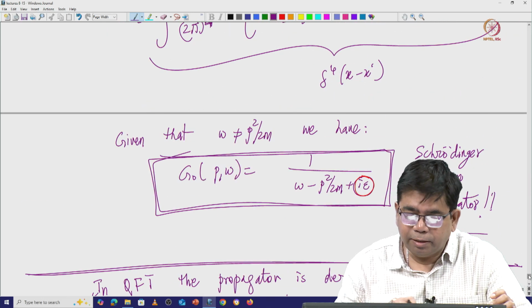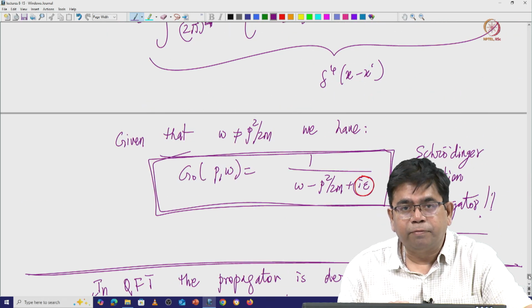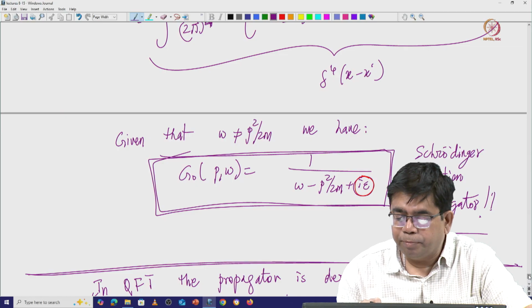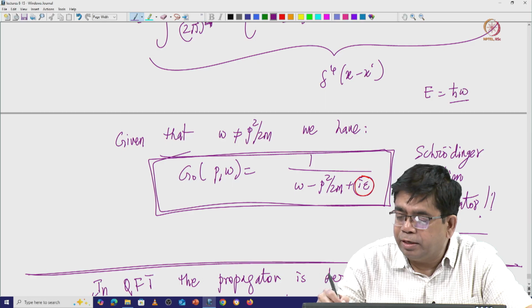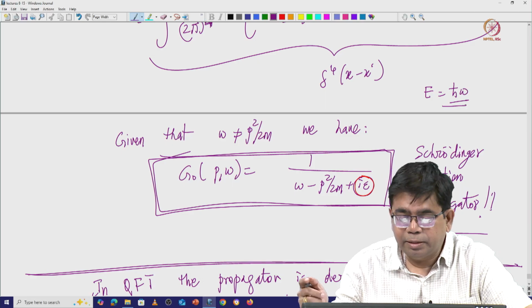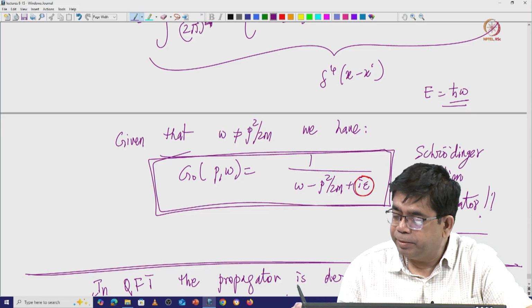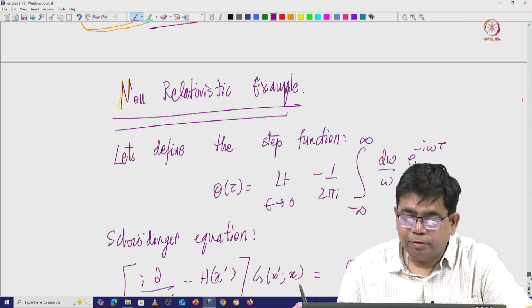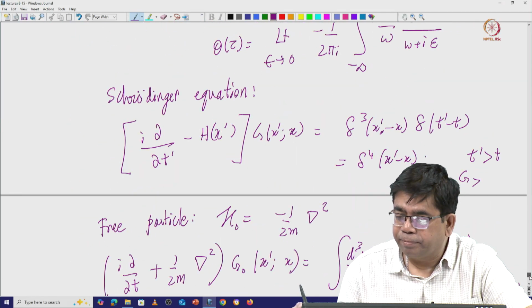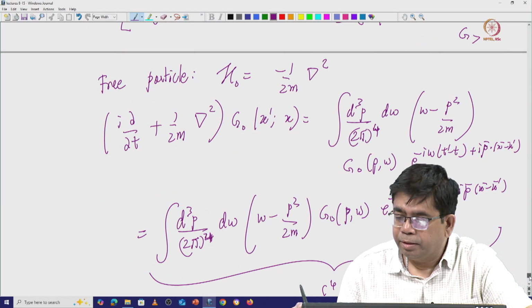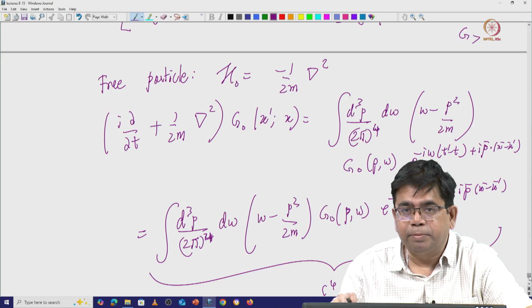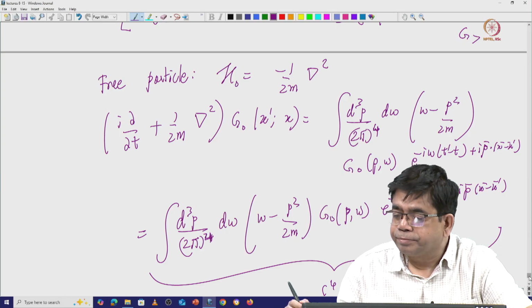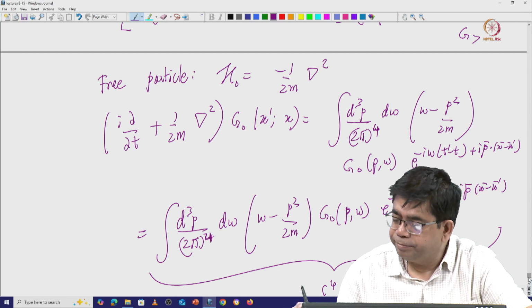So you see that the propagator of the Schrodinger equation is given by 1 by omega, where omega is nothing but E equals h cross omega, the eigenvalue of the energy, minus p square by 2m. This is obvious because once you do the Feynman momentum space decomposition, you see this thing essentially.